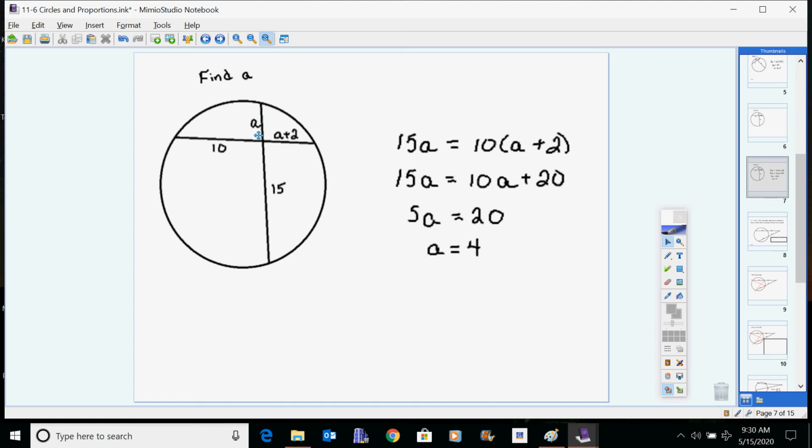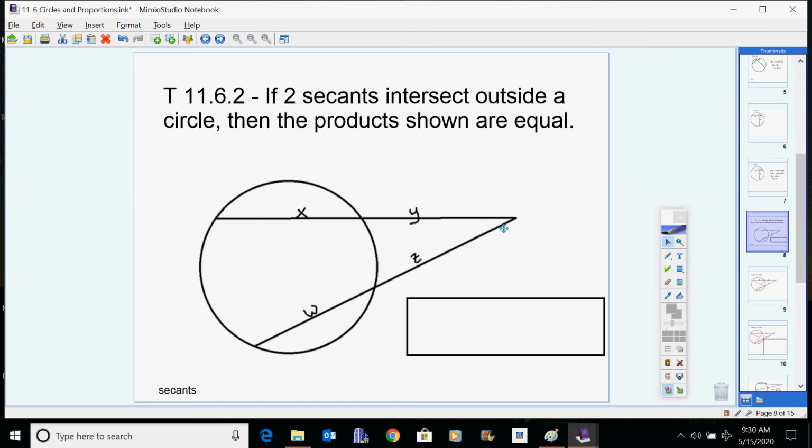If you were asked for the length of this segment, you would say it's 4. The length of this segment is 6, just in case you wanted to know. So chords have a nice simple equation for that. Okay, so we then also have to look at secant lines. Please write down secants. That's your keyword number 3. So keyword 3 is secants.